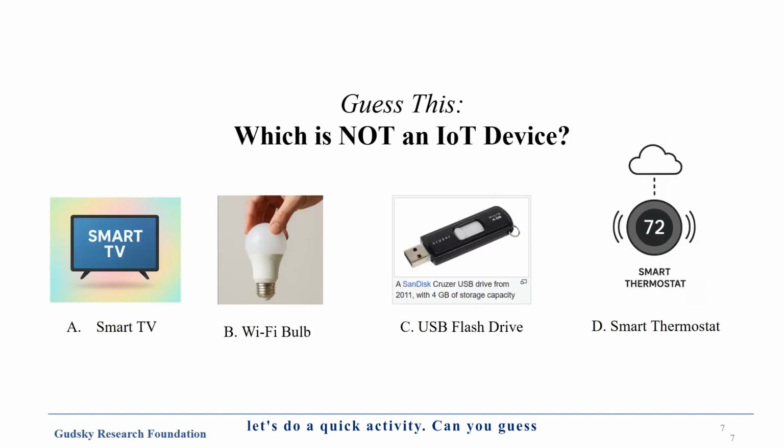let's do a quick activity. Can you guess which of these is not an IoT device? A smart TV, a Wi-Fi enabled light bulb, a USB flash drive, or a smart thermostat? Think carefully. I'll give you 10 seconds for it.